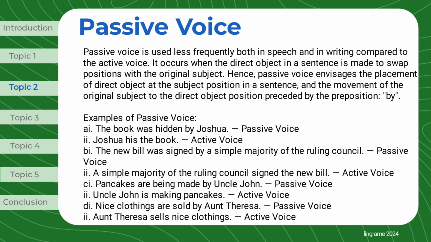Examples of passive voice: their book was hidden by Joshua. Active voice: Joshua hid the book. Passive voice: the new bill was signed by a simple majority of the ruling council. Active voice: a simple majority of the ruling council signed the new bill. Passive voice: pancakes are being made by Uncle John. Active voice: Uncle John is making pancakes. Passive voice: nice clothings are sold by Aunt Teresa. Active voice: Aunt Teresa sells nice clothings.